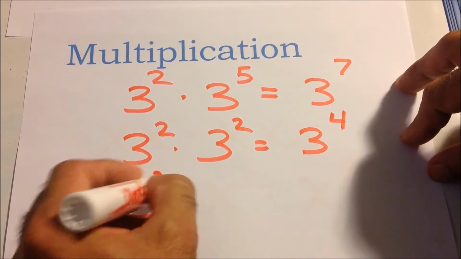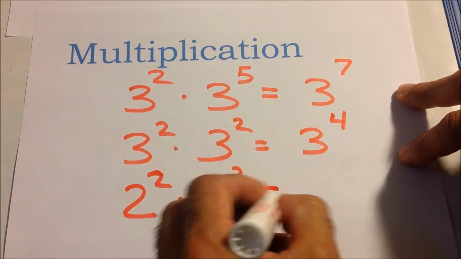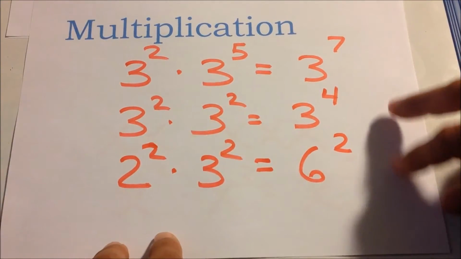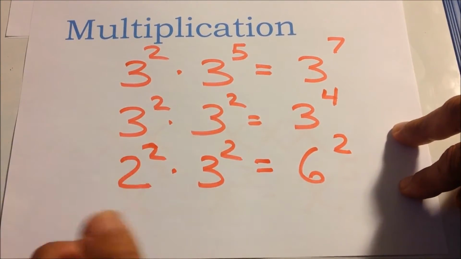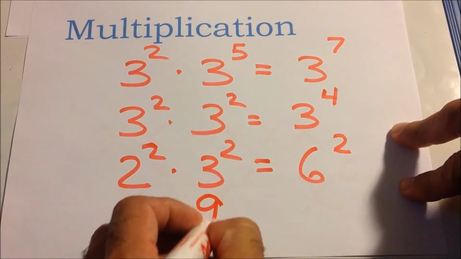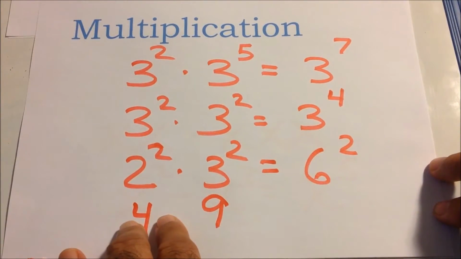So if you had 2 squared times 3 squared, they have different bases here. So it'll be 6 squared. If you want to prove if that's right, well, what's 2 squared? Well, it's 4. And what's 3 squared? Well, it's 9. 9 times 4 is 36. And what's 6 squared? 36. So there you have it.